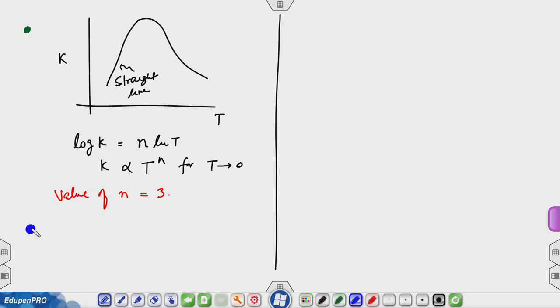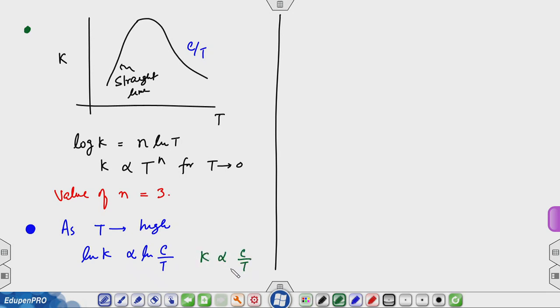Point number 3 is that as temperature goes high, you have log kappa proportional to log of constant over T. Sorry, this is constant over T. So, kappa seems to go as some constant over T, and somewhere here kappa is like e raised to c over T.